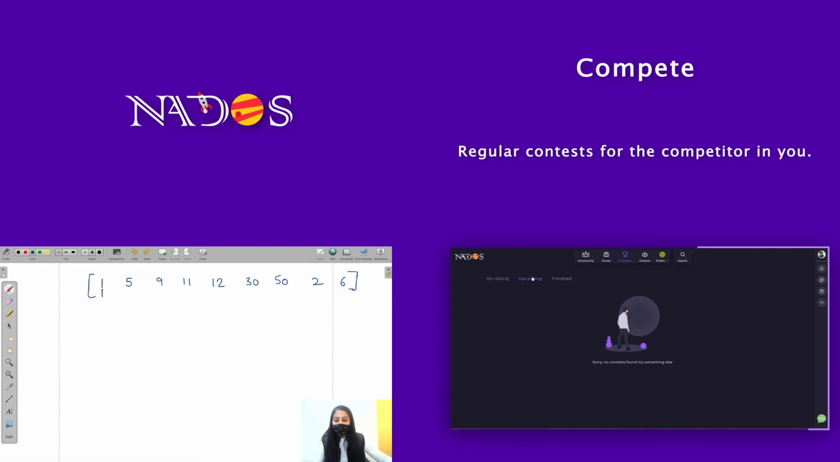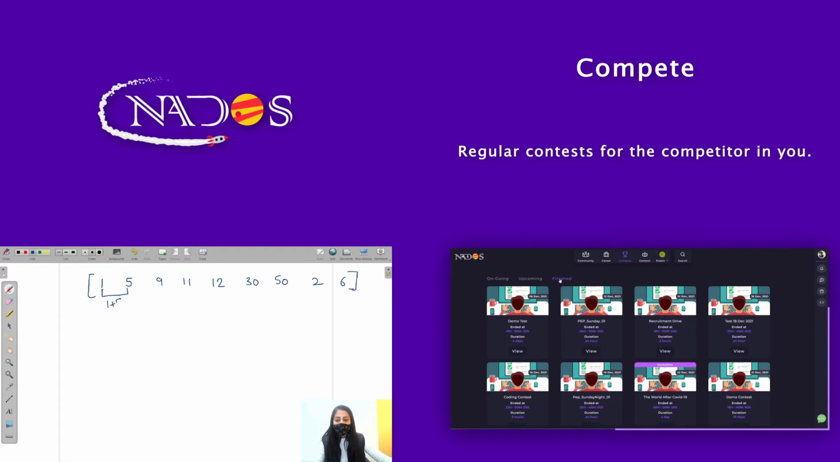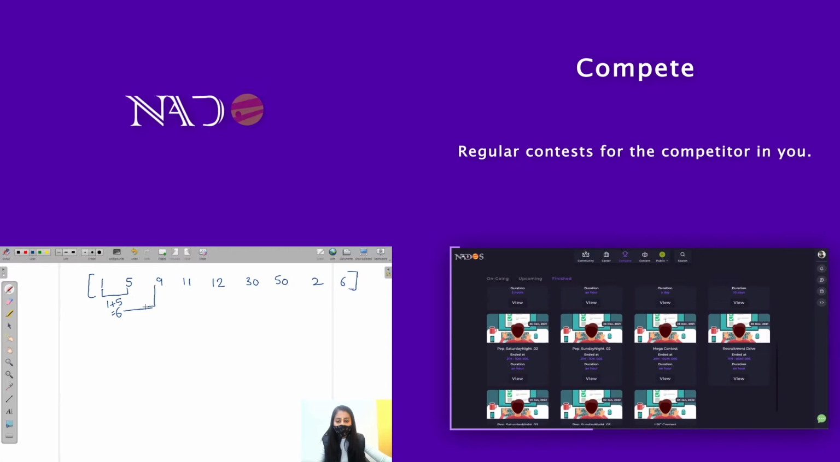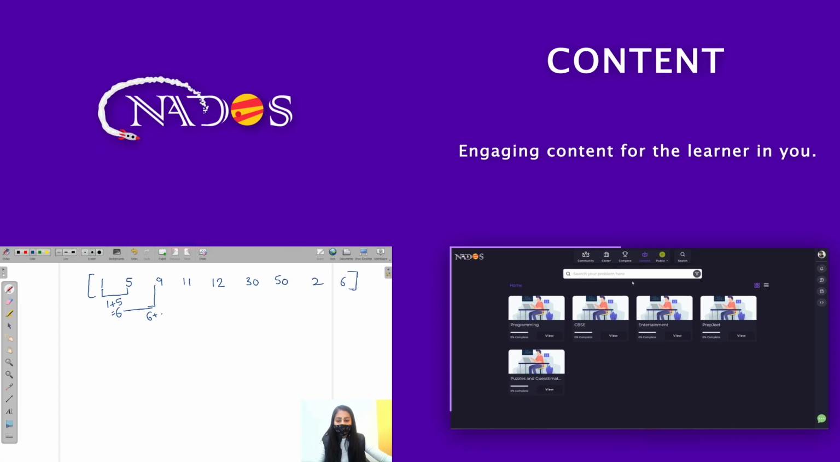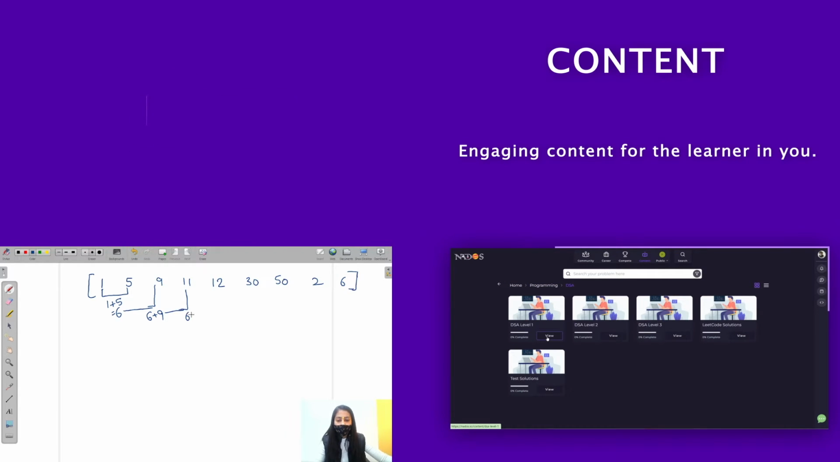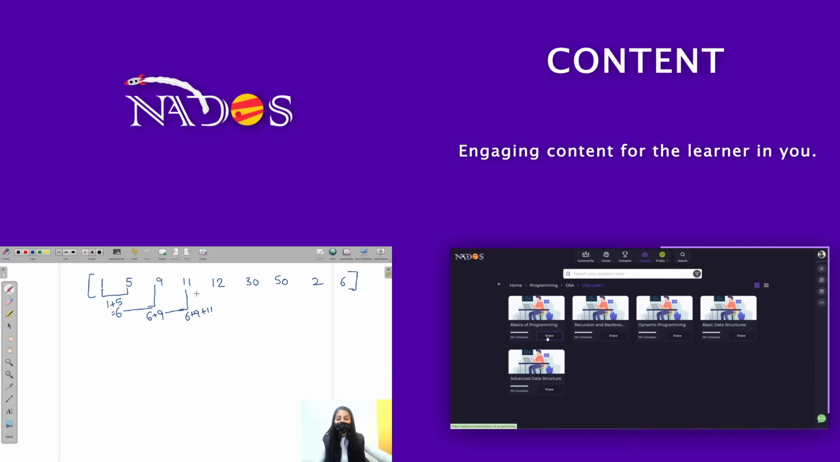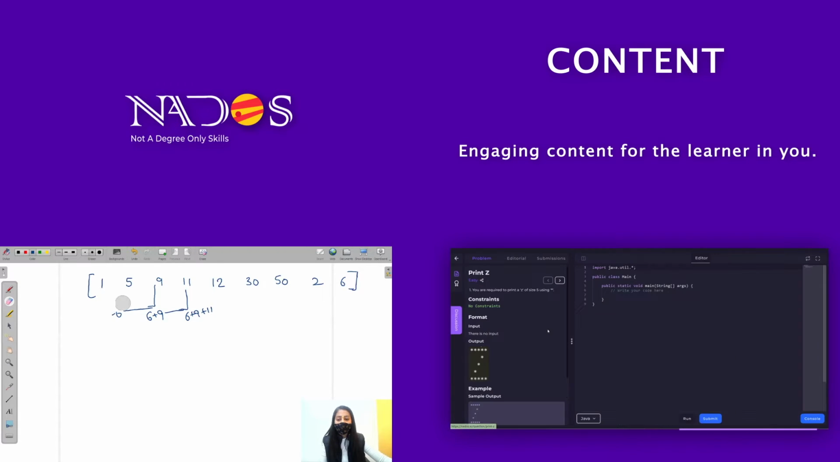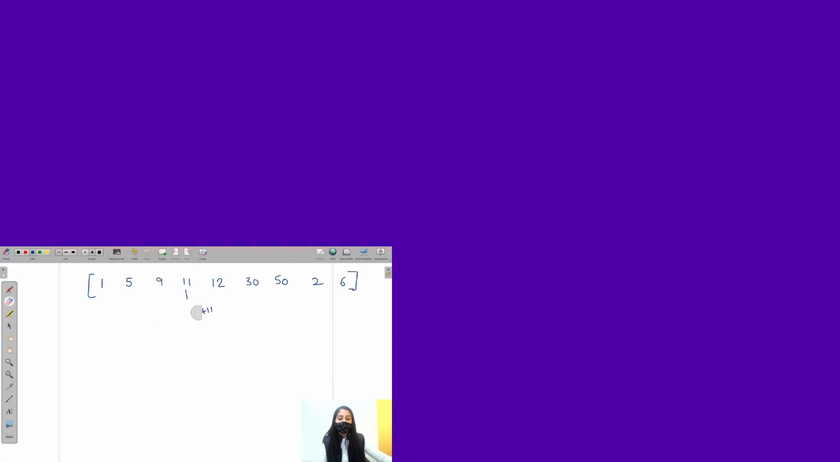In order to join these two sticks, I have to pay a cost of 1 plus 5, that is 6. Similarly, in order to join this stick with this stick, I have to pay a cost of 6 plus 9. Similarly, in order to join these two sticks, I have to pay a cost of 6 plus 9 plus 11, right? So we have to combine these sticks into a single stick by paying the minimum cost. So we have to find that minimum cost, right?